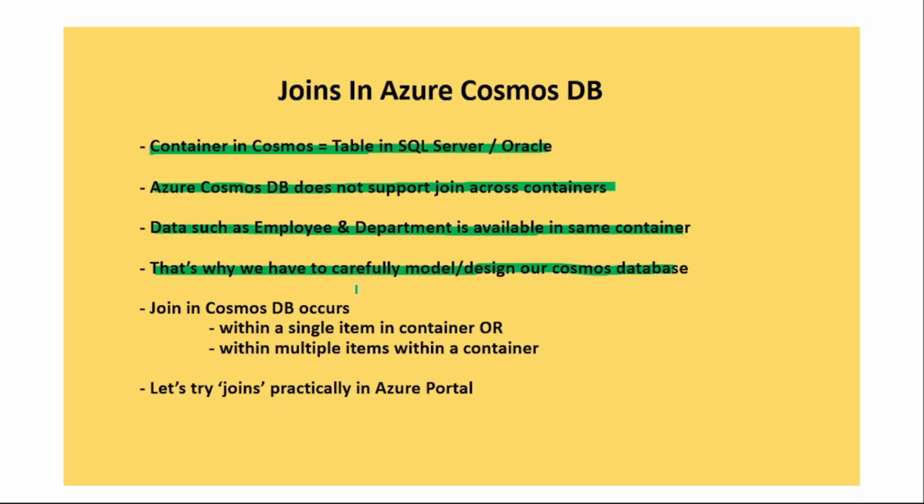So if joins are not there across containers, then how do the joins occur? A join can occur within a single item in a container, or it can occur within multiple items within a container. So I know guys it's confusing, so let's try it practically in Azure portal.